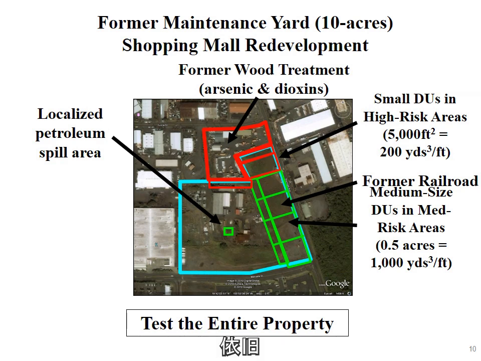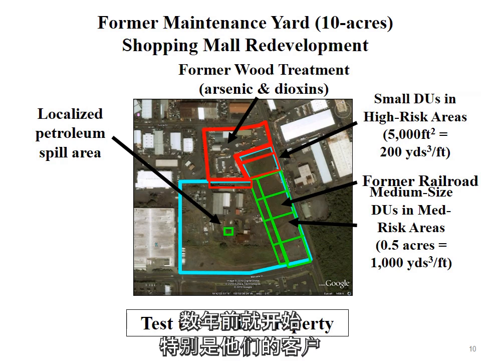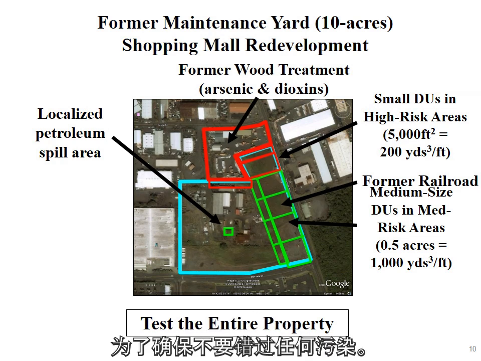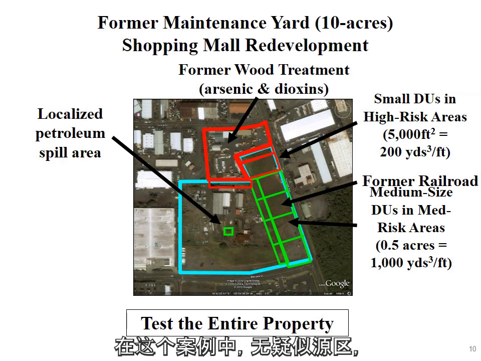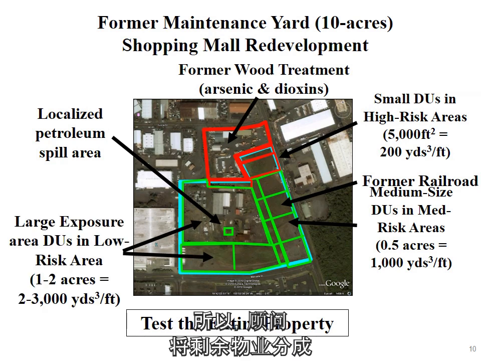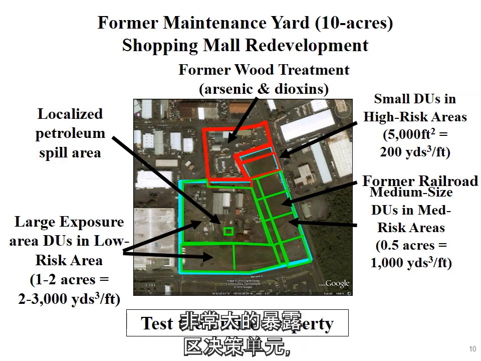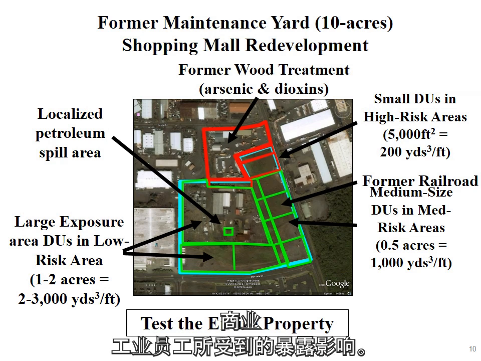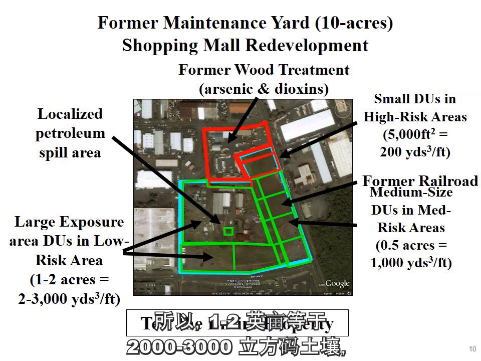We still have a very large part of the site that remains untested. So one thing consultants in Hawaii started doing several years ago, and especially their clients have been asking for, is to test the entire property just to make sure you didn't miss anything. So in this case, no suspect source areas. So the consultant divided the rest of the property into very large exposure area decision units, from 1 to 2 acres in size. That's about as large as we were comfortable with for this type of redevelopment in terms of commercial industrial worker exposure. So 1 to 2 acres equals 2 to 3,000 cubic yards of soil.